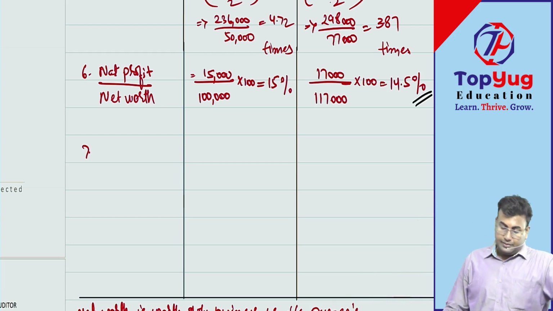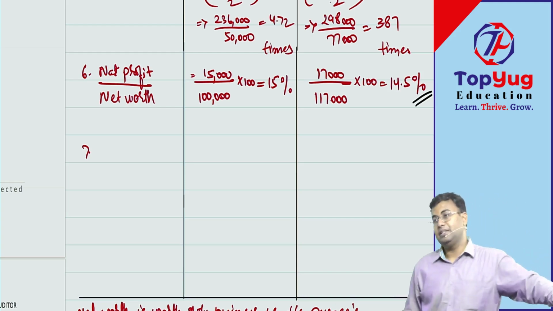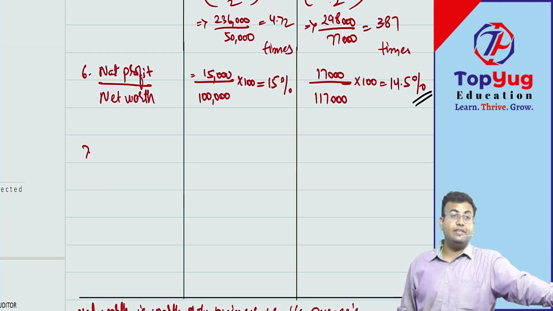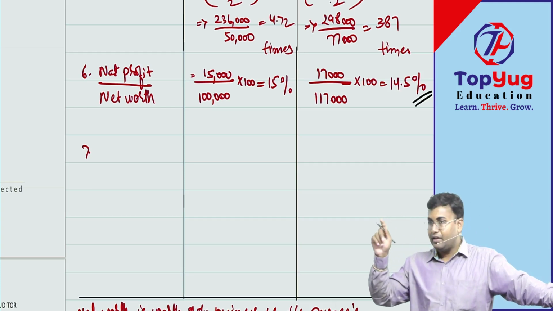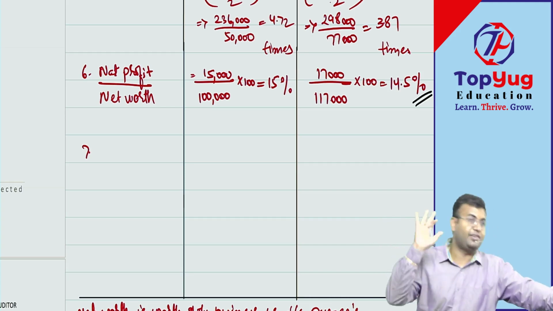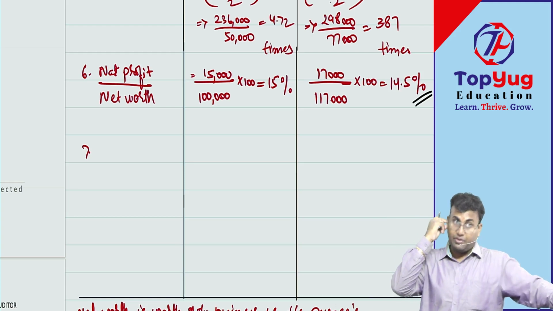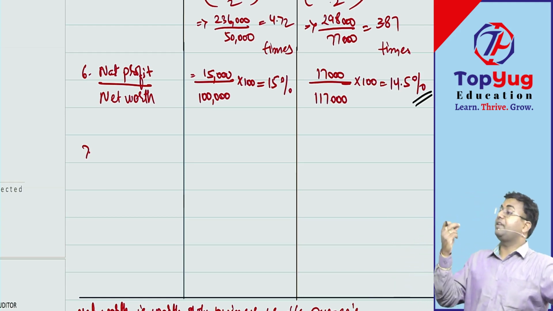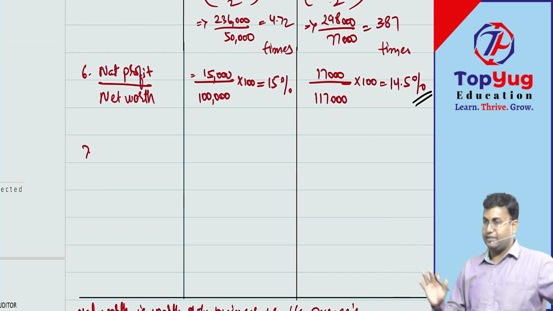Now, in the institute book, I believe they have made a mistake. If you look at the answer, they have taken 19,000 by 1,17,000. So that means we are correct. Why? The word used is net profit, and net profit is obviously after deducting interest. They found a wrong answer because they have taken 19,000, which is before interest. So our answer, 14.5, is the correct answer.